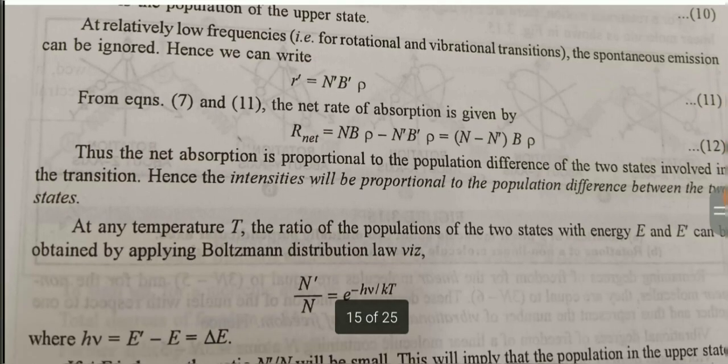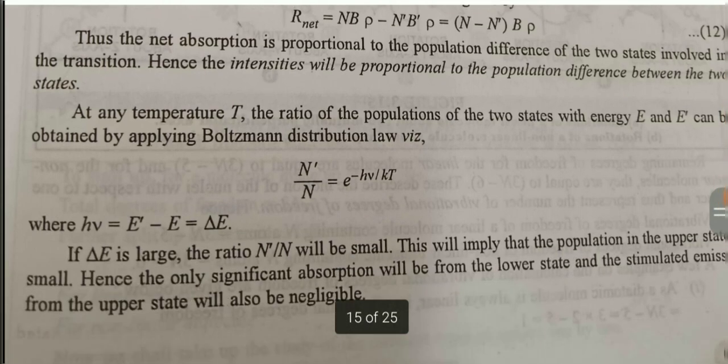From equation 7 and 11, the net ratio of absorption is given by R net is equal to NBP minus N dash B dash P, which is equal to (N minus N dash) into BP. Thus, the net absorption is proportional to the population difference of the two states involved in the transition. Hence, the intensities will be proportional to the population difference between the two states.